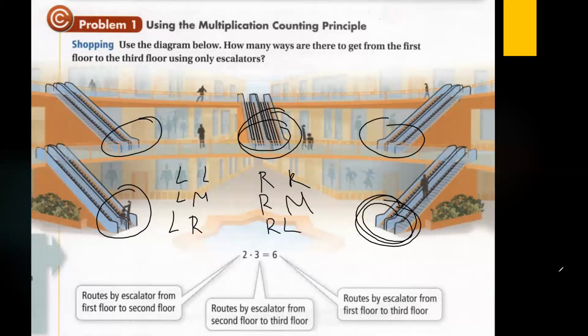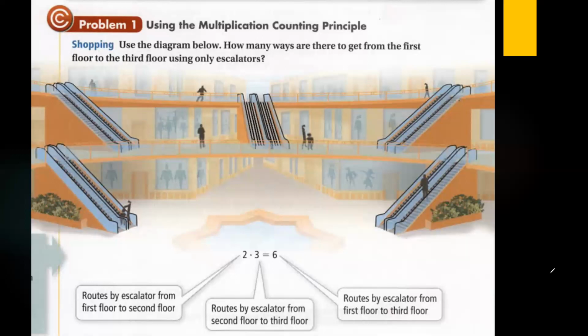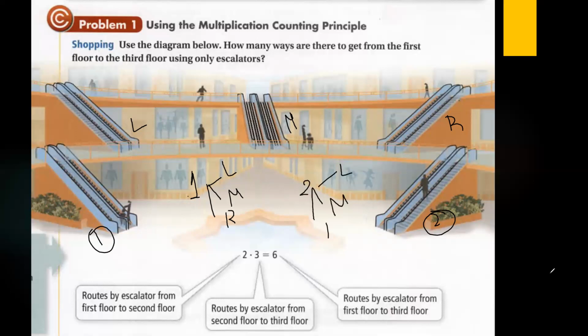If you use the tree diagram here, we said left and right. This is the left, this is the middle, and this is the right. Let's label them with one and two. So you can choose number one with the left, number one with the middle, or number one with the right. And you can choose number two with the left, number two with the middle, and number two with the right.